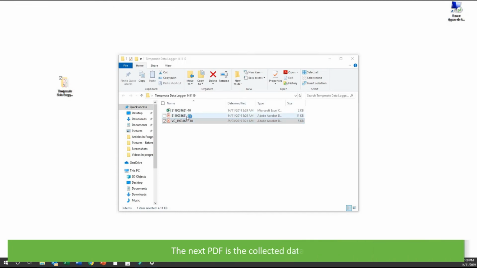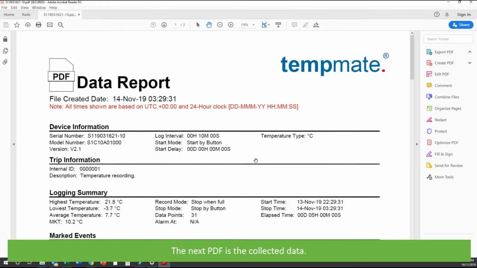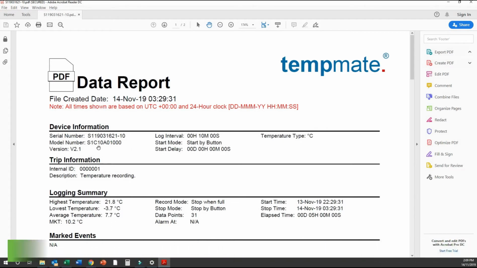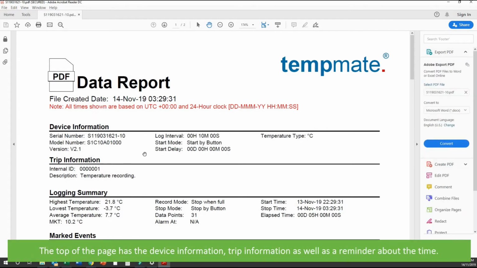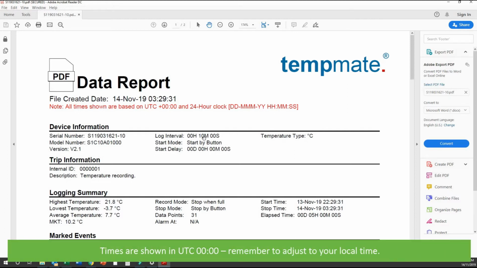The next PDF is the collected data. The top of the page has the device information, trip information, as well as a reminder about the time. The times are shown in UTC. Remember to adjust to your local time.